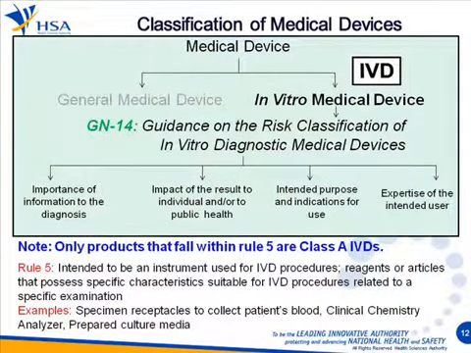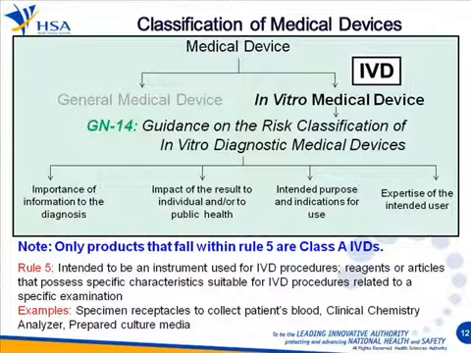Where IVD is concerned, the guidance document we refer to is guidance 40, and for IVD it's slightly different. What are the things we look at when we determine the risk classification of IVD devices? We look at the importance of the information to the diagnosis. We also look at the impact of the result to the individual and or to the public health. We also look at the intended purpose and what it is indicated for. And we also look at the expertise of the intended user.